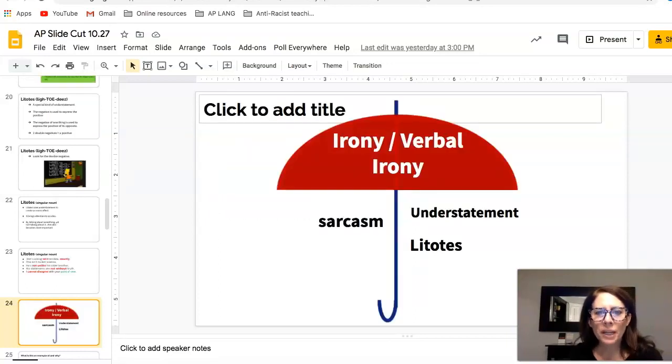So here we have verbal irony, underneath that understatement. That special kind of understatement is a litotes, and then we have sarcasm. Sarcasm can kind of float in between all of those things. You kind of have to test the tone, test the attitude with the words around that example to see if it is sarcasm.